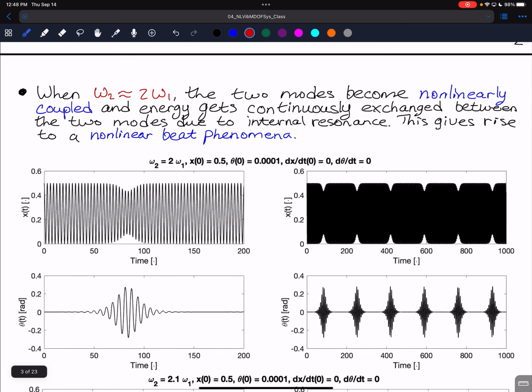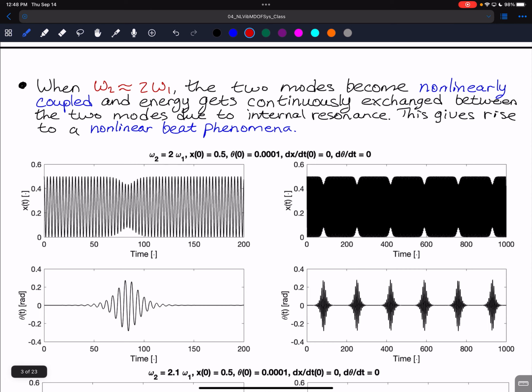Okay, so it turns out when omega 2 is approximately equal to omega 1, the two modes become nonlinearly coupled and energy will get continuously exchanged between them due to an internal resonance. And this gives rise to what we call a nonlinear beat phenomenon.